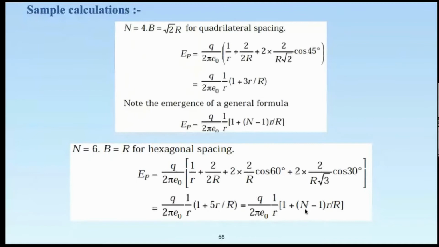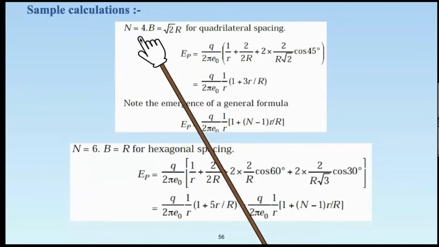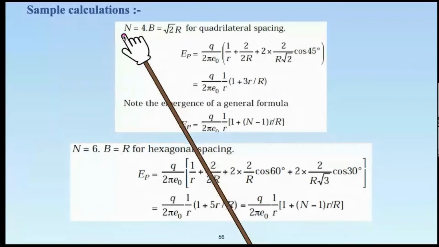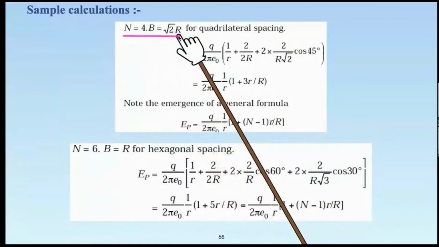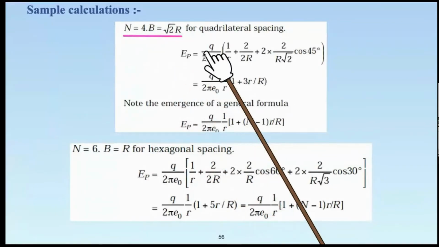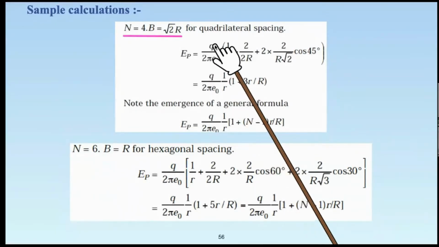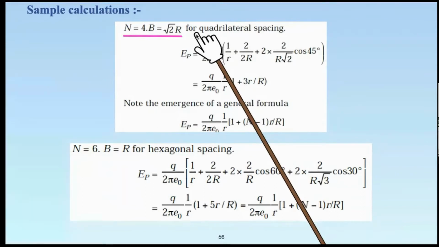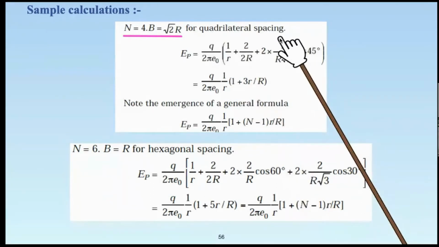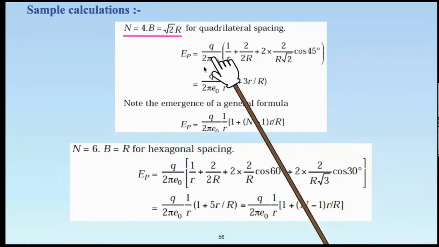Okay, please check here. We are trying to show the sample calculation for n equal to 4, where the relationship between R and B is that R is equal to B by root 2. And this one is called a quadrilateral spacing. Okay, quadrilateral spacing, rather it is a square itself. Quadrilateral means 4 sides, right?